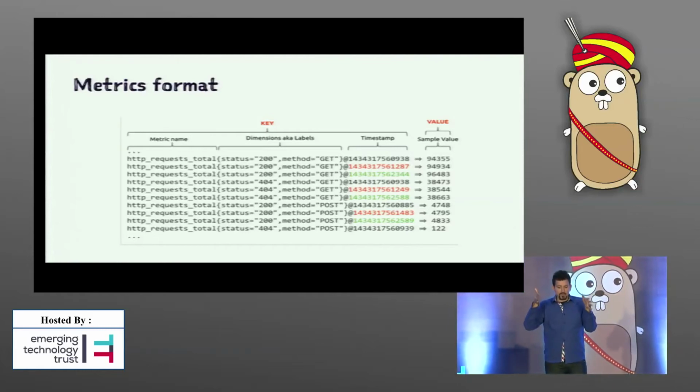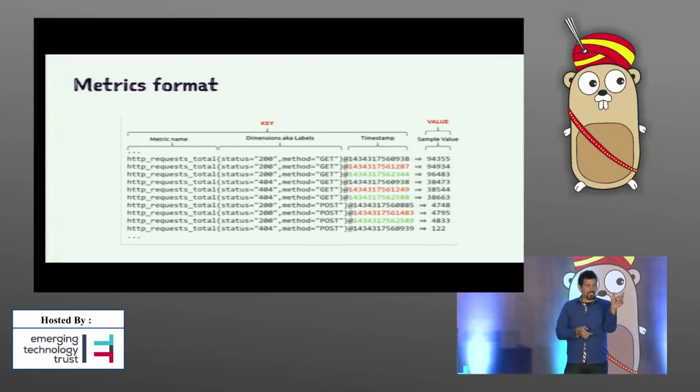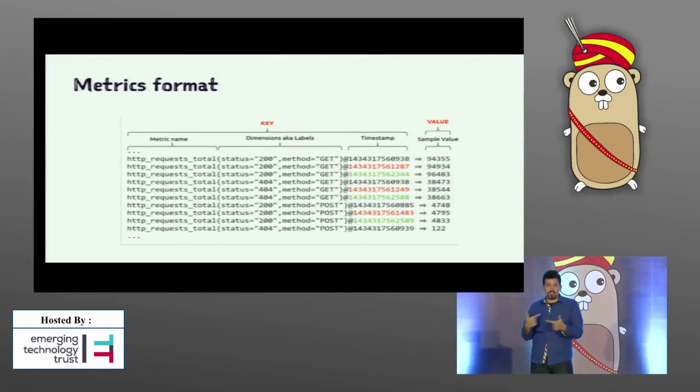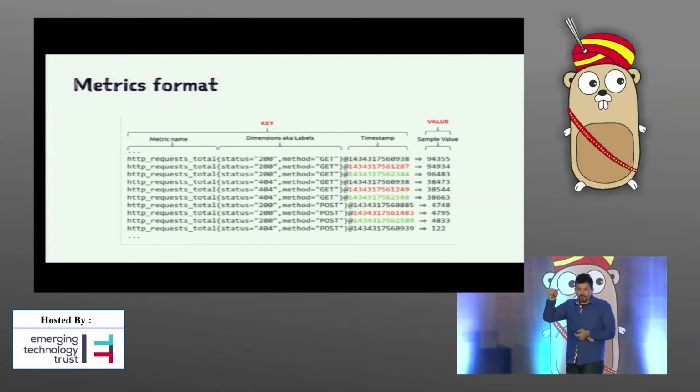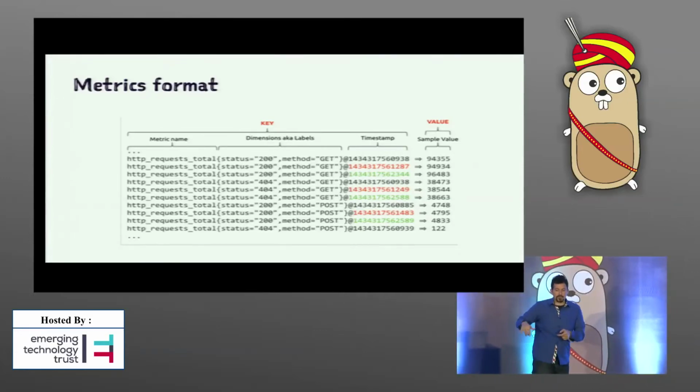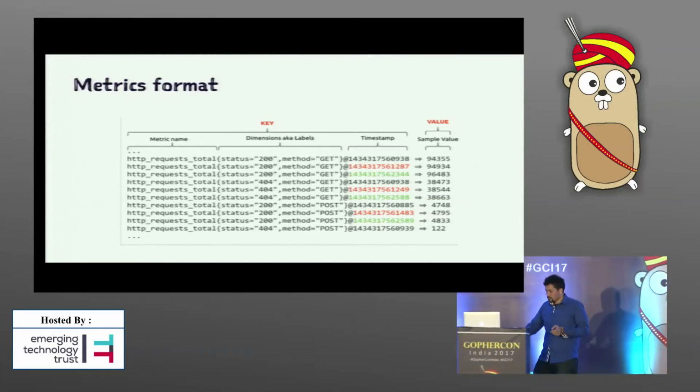This is the representation of a metric. You have a key, and you have dimensions, which are labels. A single HTTP request could have very many different status codes, or very many attributes. Then you have a timestamp, and what the value was at that point in time. So it's conceptually very simple.